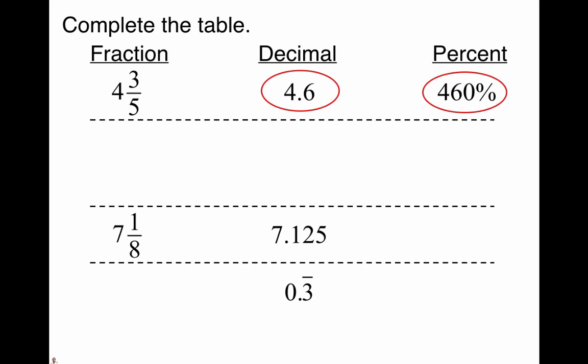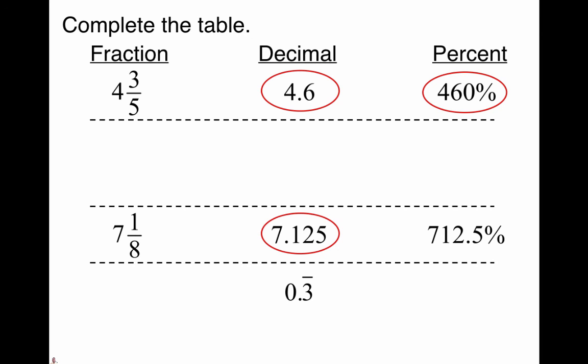7 1/8. 1 divided by 8 is 0.125. We put the 7 in front. Always move the decimal point 2 spots, which would give us 712. No, sorry, let me try that again. 712 and 5.5%. That's not really sounding good.